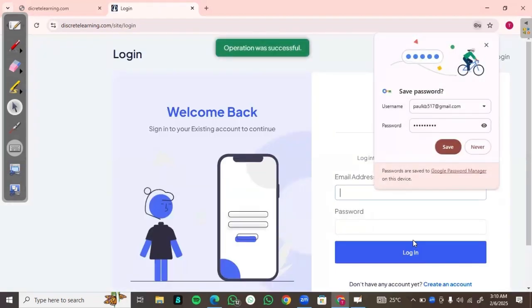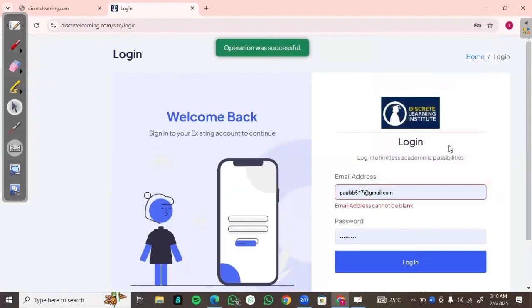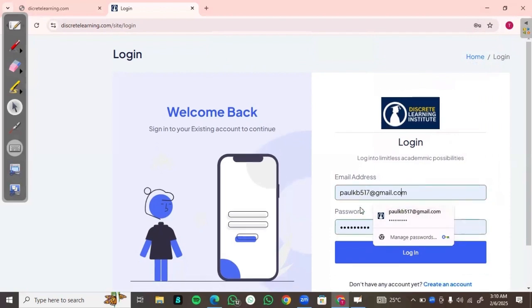It's going to load and tell you that you have successfully created your account. So what you need to do now is put in the details that you registered with. You put in the email that you used, and then the password that you set, and then you click login.